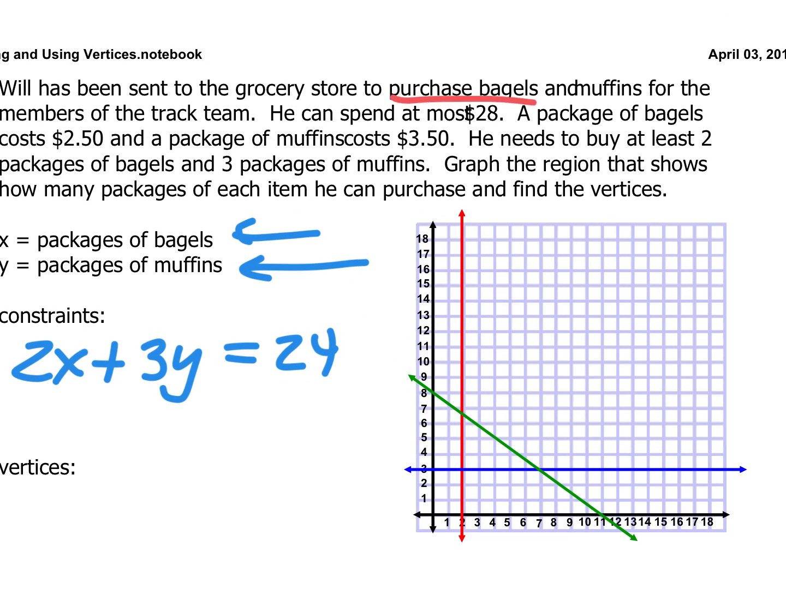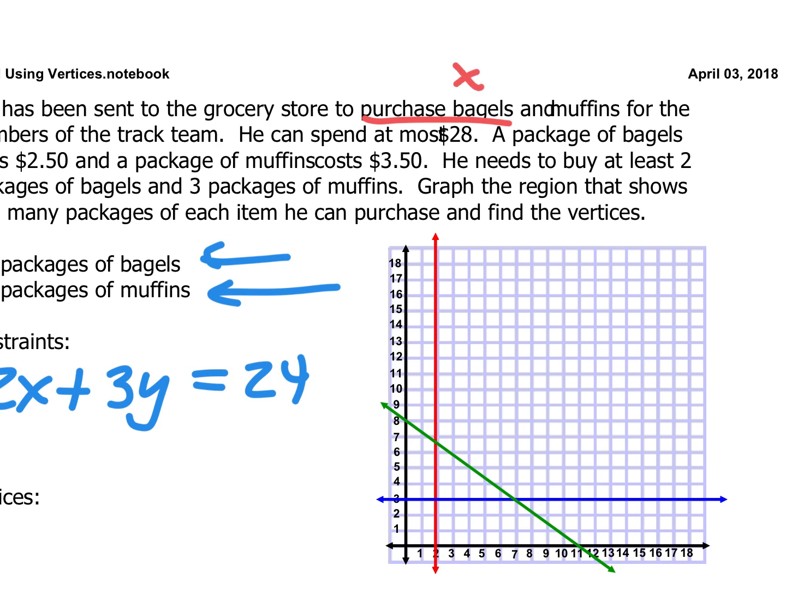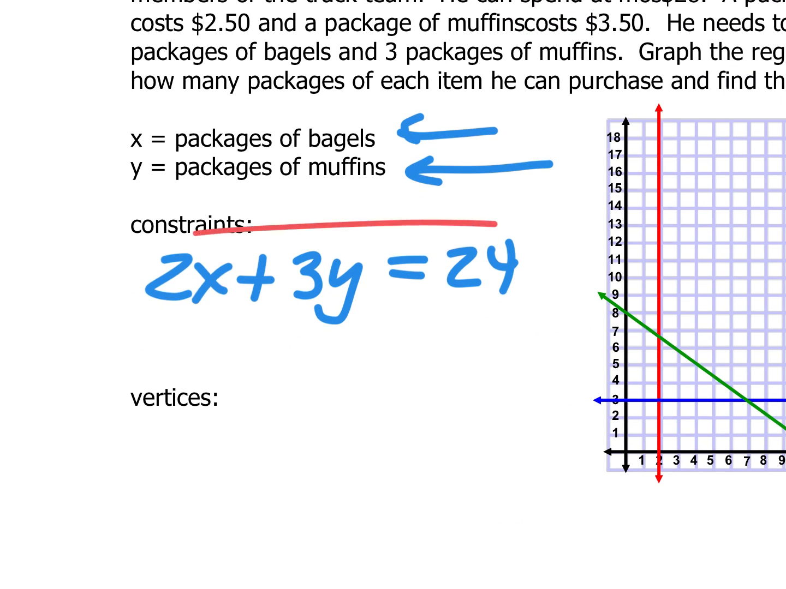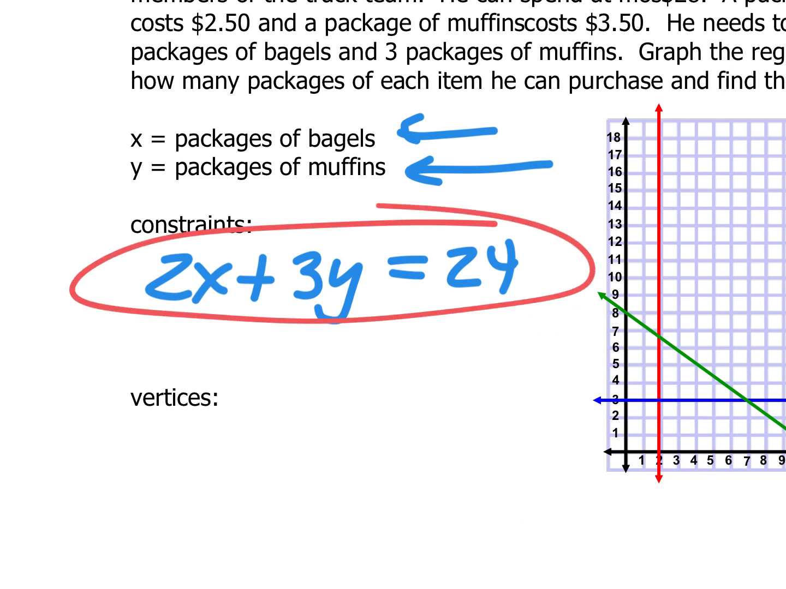bagels, we make that x. And whatever the second thing is they mention, muffins, that's going to be y. So for future reference, whatever they mention first, that's the x. But in this case, they told us. And how do you get these? Let me just show you that it's almost always something in front of the x and something in front of the y, and you add it all up and you get a total.